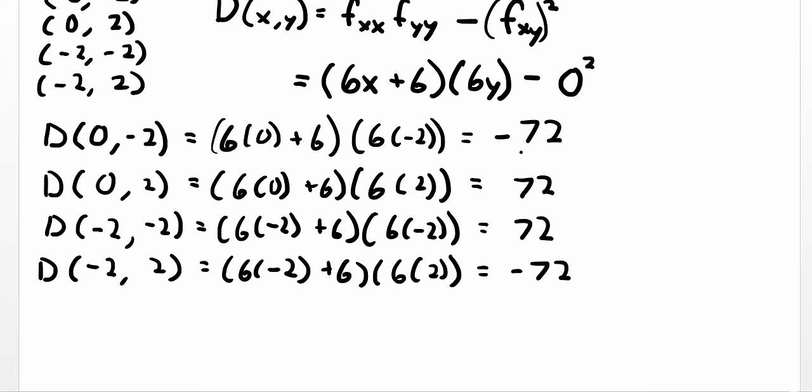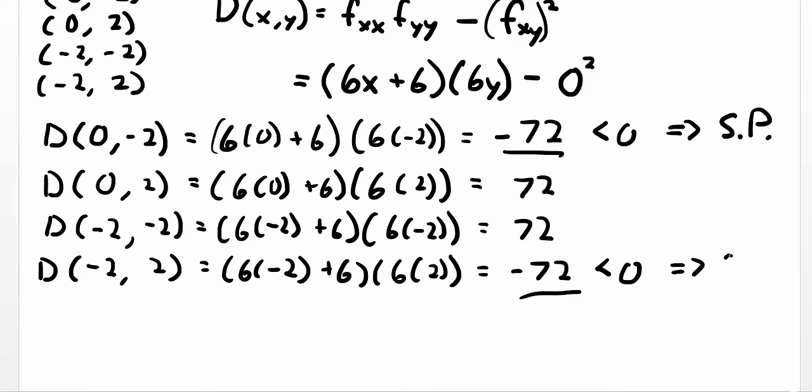Now we like these two cases, the negative numbers. Whenever the discriminant is negative, you automatically have a saddle point, and you're done with that critical number. So that's our favorite case. The second two, we have to do a little bit more work.